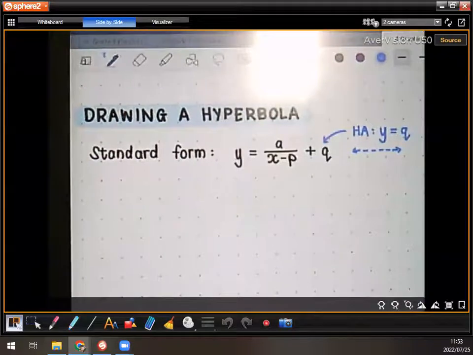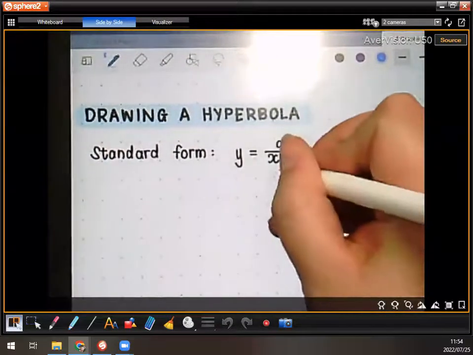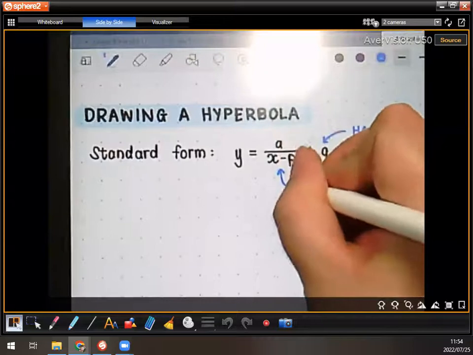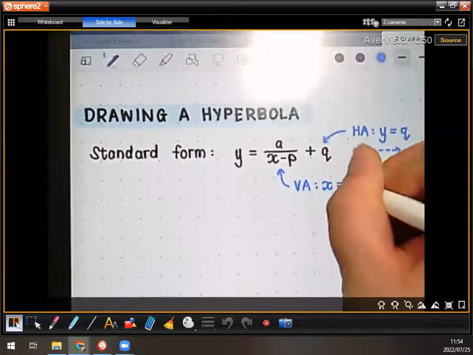Now the p value is going to give us another asymptote. So in the past we had hyperbolas with only one asymptote, a horizontal one. Now we're going to have a vertical one as well. And the vertical asymptote is going to be x equals p. So let's write that there. The VA now, the vertical asymptote, is going to be x equals p.